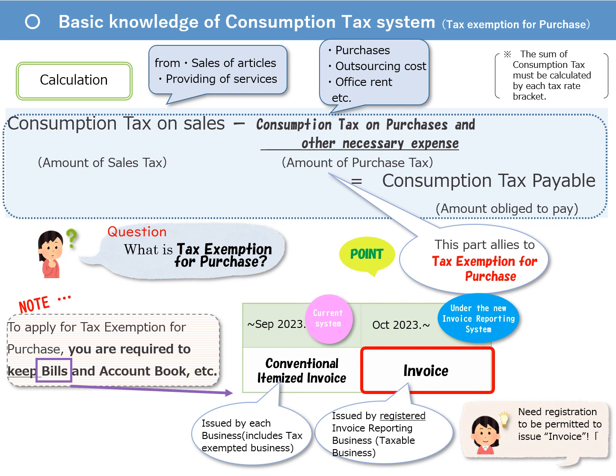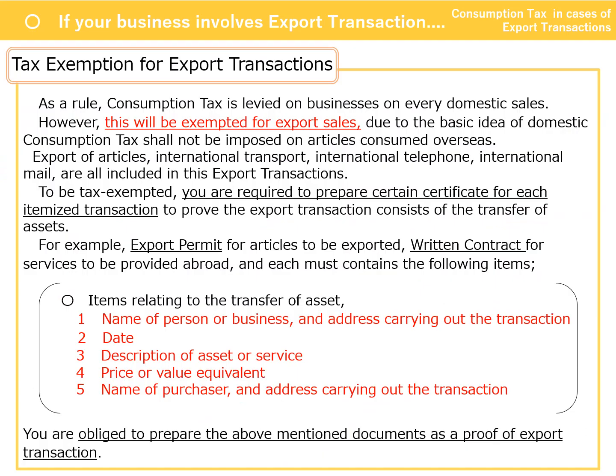Invoice is supposed to be issued by registered invoice issuing business who are categorized as taxable businesses. As for invoice issuing businesses, I will explain it in the following pages. Normally, consumption tax is levied on every domestic transaction done by businesses. However, in case of exporting articles or services abroad, consumption tax on them will be exempted.